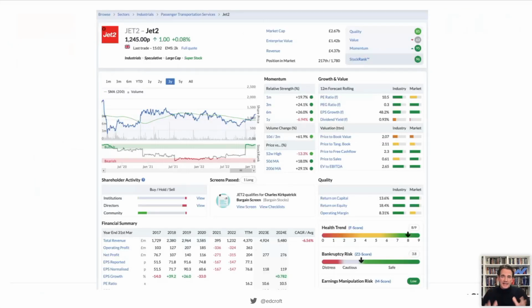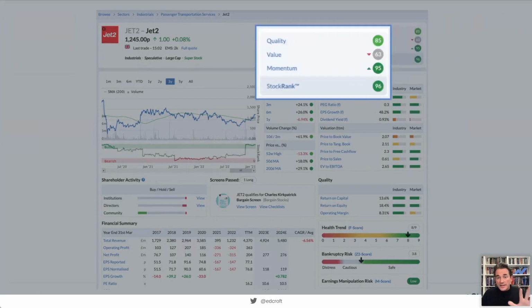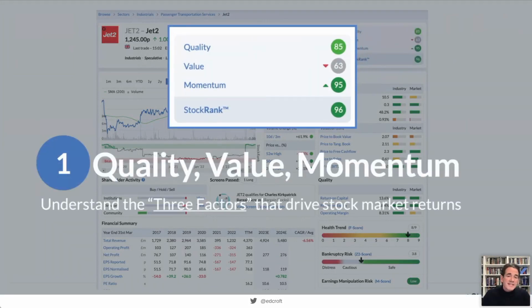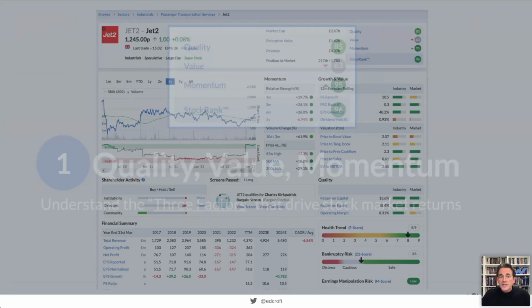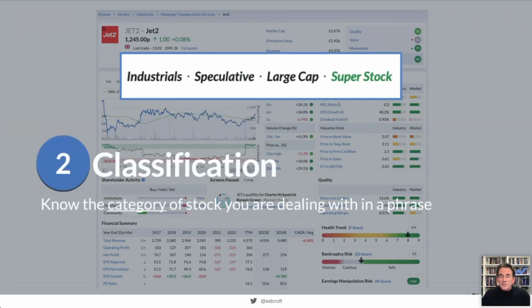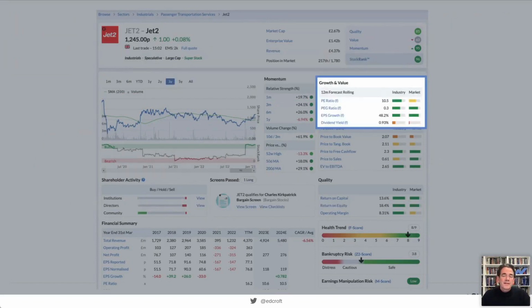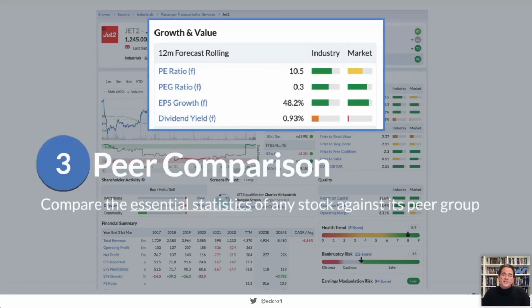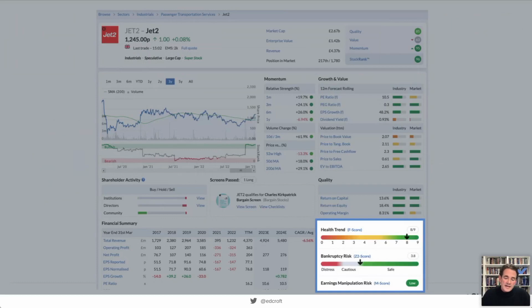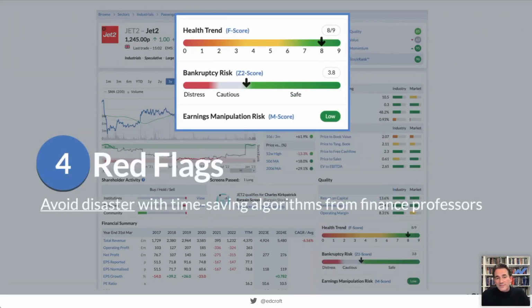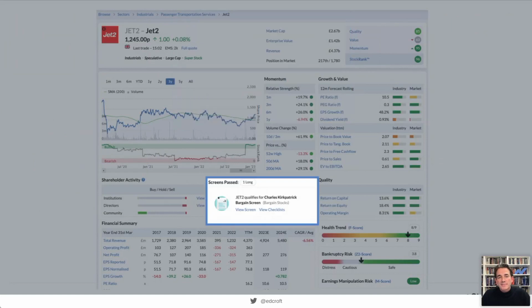So what I'm going to be looking at in a bit more depth is the stock ranks, quality, value, and momentum factors, which drive stock returns, and the classifications, which are really valuable for understanding the category of share you're dealing with. And there's a lot in there. Don't overlook it. The traffic light system that we have on the site allows really fast peer comparison. We're also going to look at what I call the professor scores, or the red flags, which are very useful time-saving algorithms from the academic world.